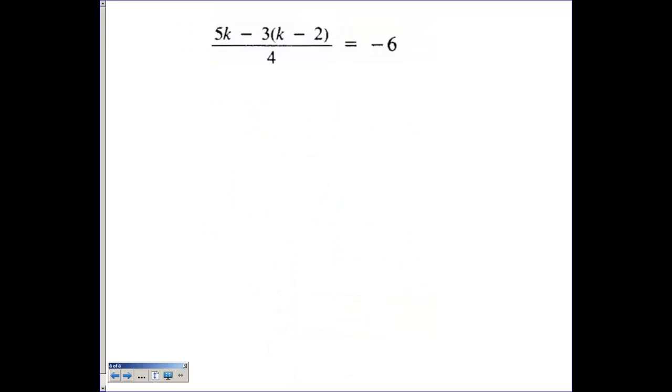Step 1 is to simplify both sides of the equation. Well, on this right-hand side, all we have is the negative 6. There's really not much going on over there. We can't really simplify that side. However, we can simplify the left-hand side.